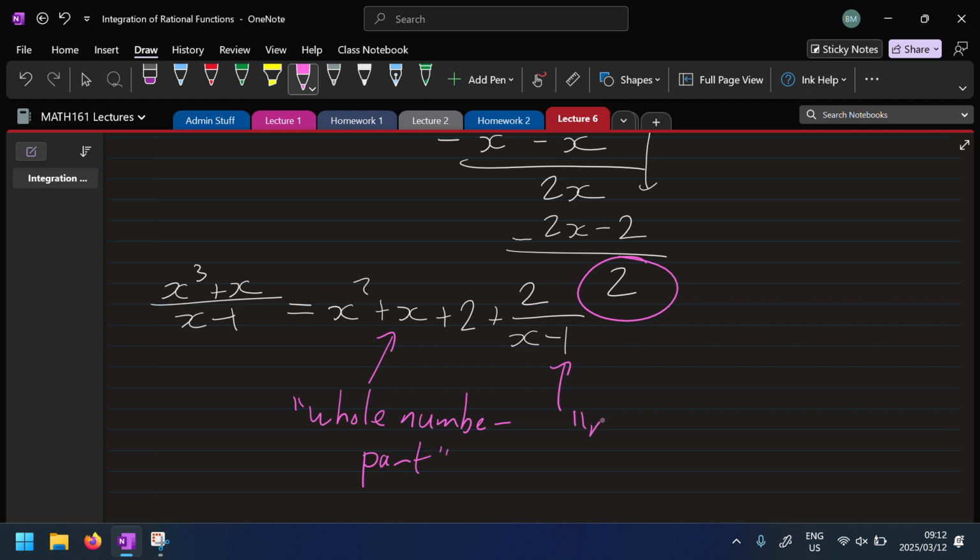And this is your remainder. Now, in this case, the remainder is just 2 over x minus 1. That's easy to work with. We don't have to do any more work on that. Other times, you might have to do additional work. Okay, but here, that's fine.